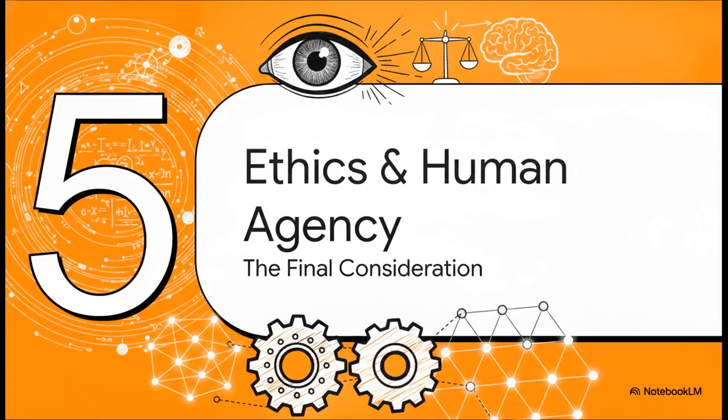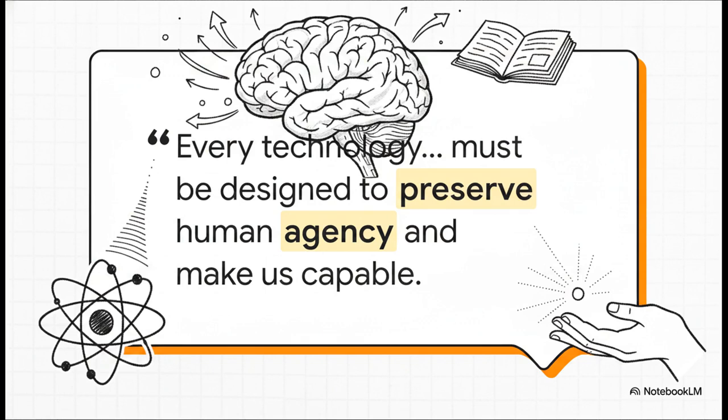Which leads us to our final and maybe most important section, ethics and human agency. There is a guiding principle from Lázaro López Paz that I think we really need to sit with. It says, every technology, system, or interaction must be designed and used in a way that preserves human agency and contributes to the human being emerging more capable, more lucid, and more master of themselves. The ultimate goal behind all this massive quantum power is absolutely not to replace us, it's to amplify us. Humans have to remain the final curators of this technology.